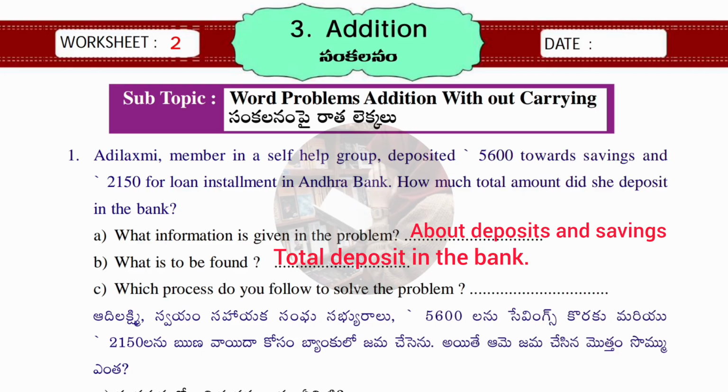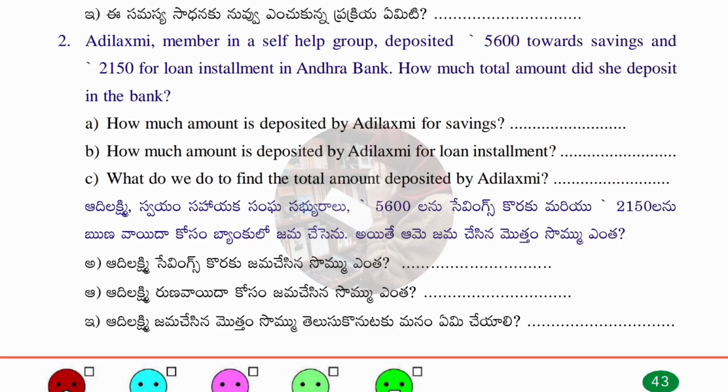Okay. Third question: which process do you follow to solve the problem? Of course, addition. So addition is the process to solve the problem. Understood, guys? Now we'll move to the second question. The question is the same, but here the sub questions given are different.